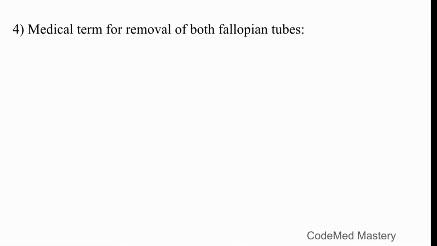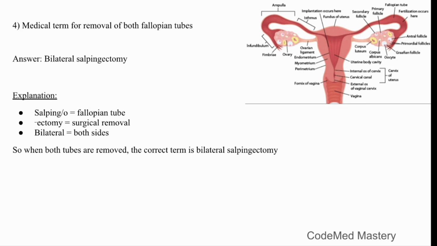Medical term for removal of both fallopian tubes. The right answer is bilateral salpingectomy. Salpingo refers to fallopian tube. Make notes. And ectomy refers to surgical removal and bilateral refers to both sides. So when both tubes are removed, the correct term is bilateral salpingectomy.